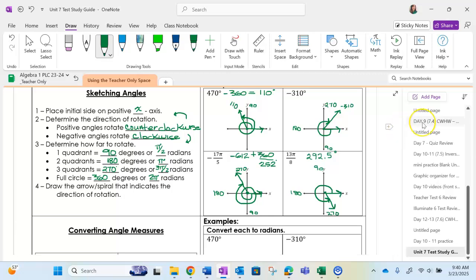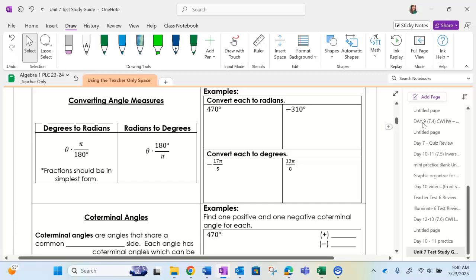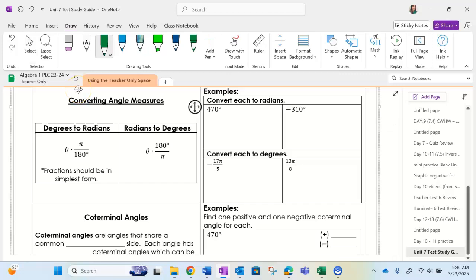Let's see if it'll let me raise this up. There we go. Now we're just converting. Here are my conversion factors. If I want to go from degrees to radians, I multiply by pi over 180. If I want to go from radians to degrees, I multiply by 180 divided by pi.